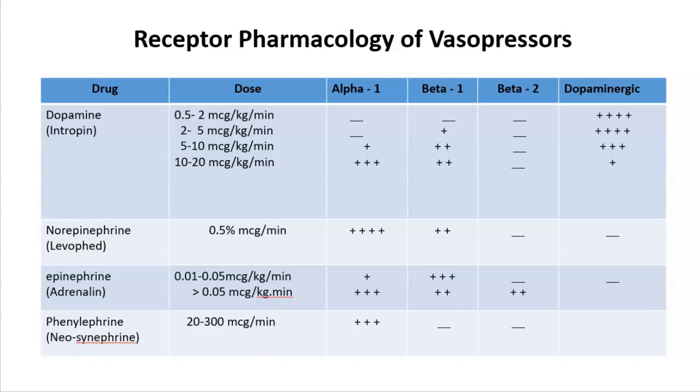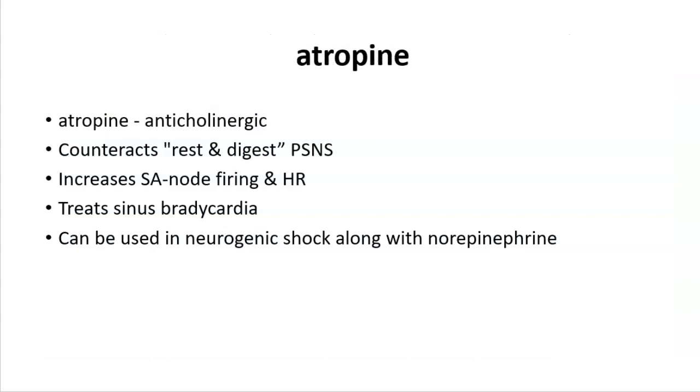All right, so the last medication that we're going to discuss under shock, and again, this is not an all-inclusive list, this is just some of the nursing information about them and using them in shock, is atropine. So atropine is an anticholinergic medication. It basically counteracts the parasympathetic nervous system, so the rest and digest. We use this medication in neurogenic shock.